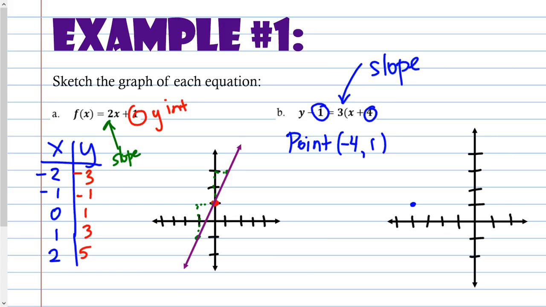And then we use our slope to make at least one other point. 2 points is sufficient to make a straight line. The slope is 3, so we go up 3 spaces. Wow, my lines are not really straight. And over 1 space, right there. And like I said, sufficient to make a line. And there you go.